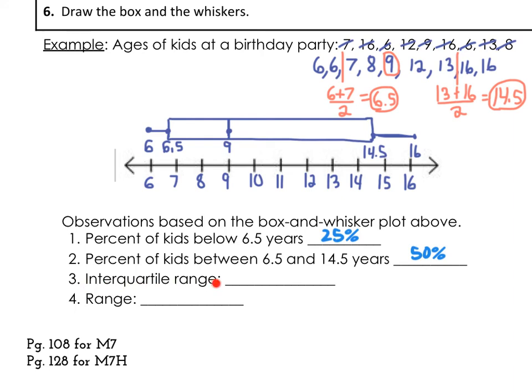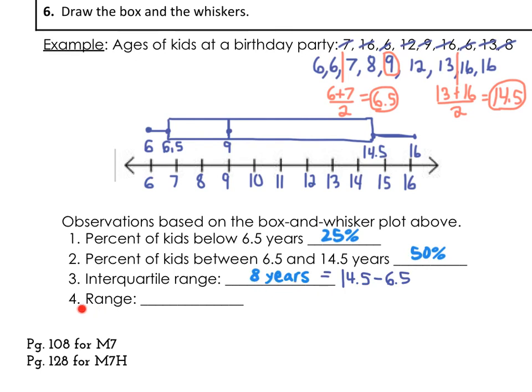And then for our interquartile range, we're looking again at our box here, the distance between this end and this end. This is the third quartile. This is the first quartile. So you're going to subtract those. So you're going to have 14.5 minus 6.5. When you subtract those, you get 8 years. Okay, so let's write 8 years here.